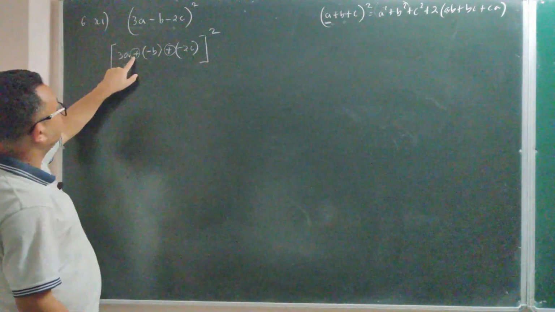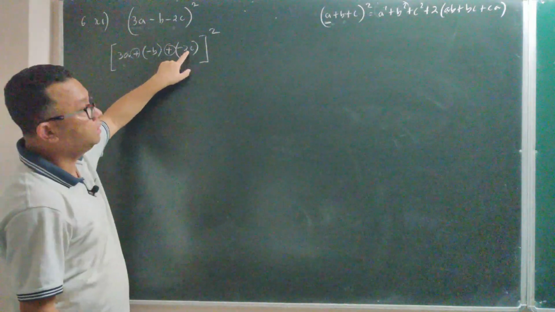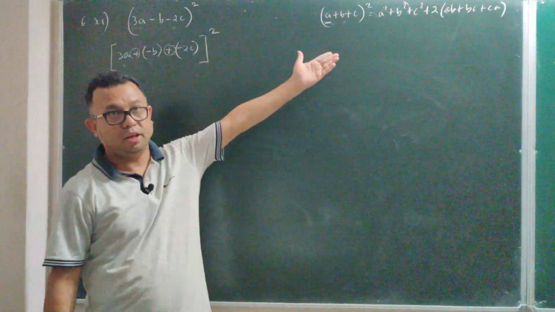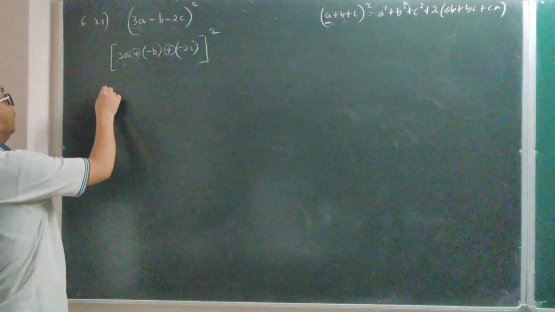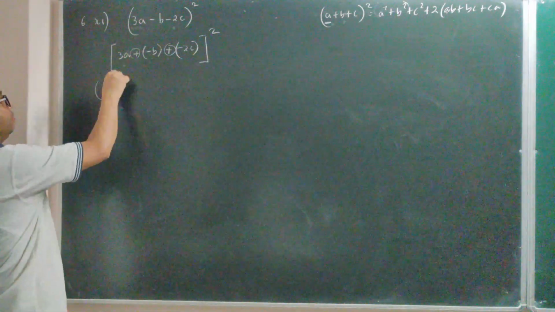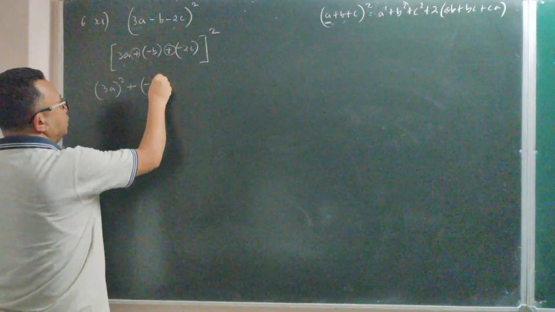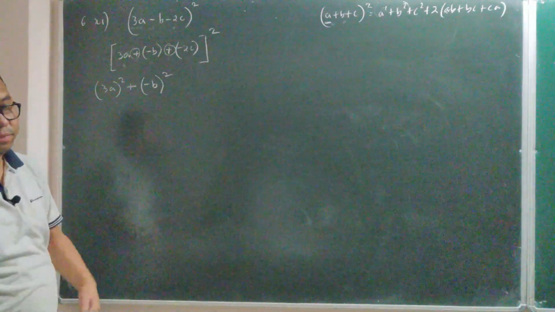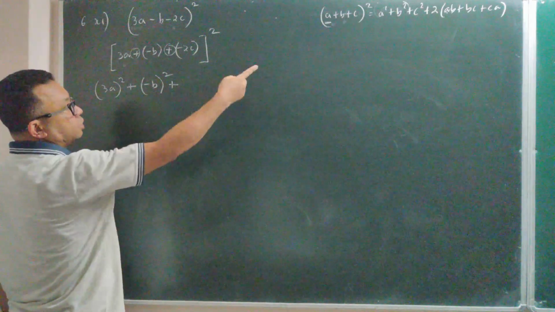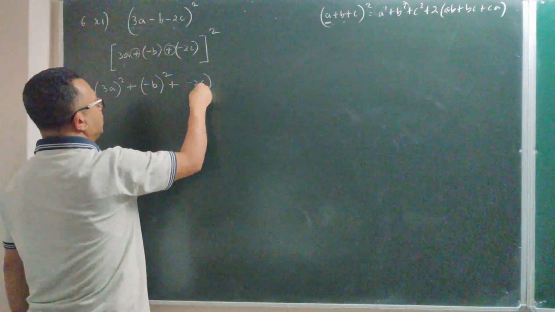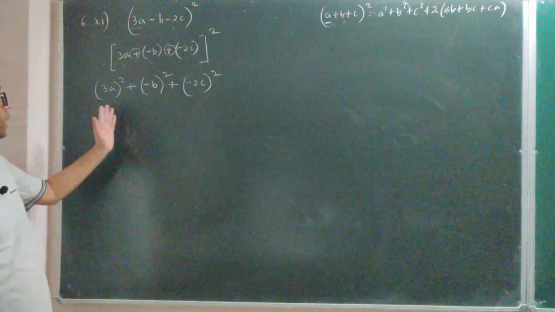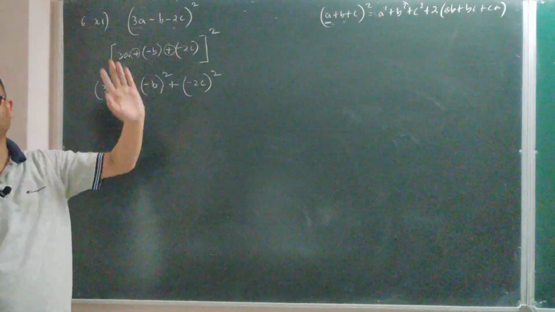So here (A plus B plus C) whole square, and the formula of (A plus B plus C) whole square is A square plus B square plus C square. Here you go, A square plus B square. Our B is minus B, so this is minus B square. Our C is minus 2C whole square. So there you are, A square plus B square plus C square.